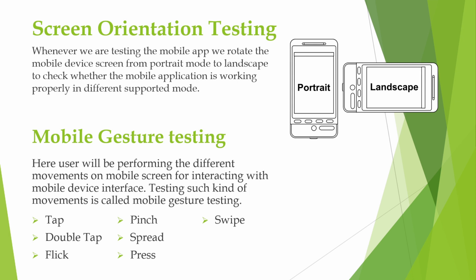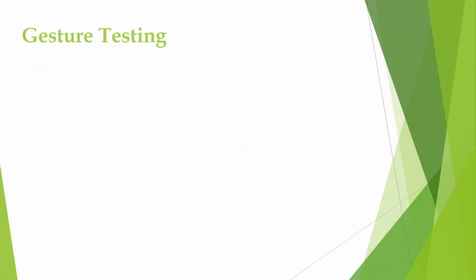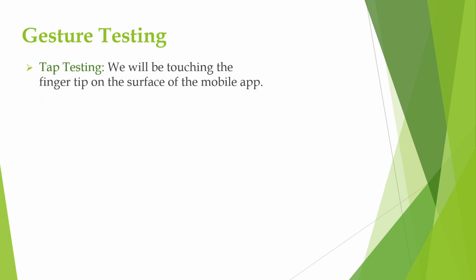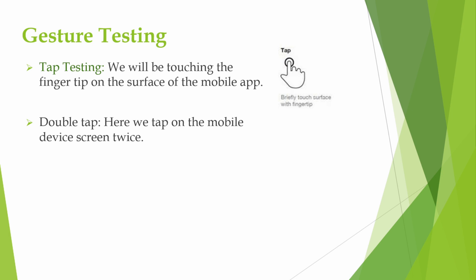Next is gesture testing. In gesture testing, we have different subtypes. In that, first one is tap testing. Whenever you want to launch an application, we use this tap gesture. That is, we'll click on that application and we'll test whether the application is getting opened or not. Next is double tap testing. We use this double tap option whenever you want to select any particular text, or in order to lock the mobile screen.